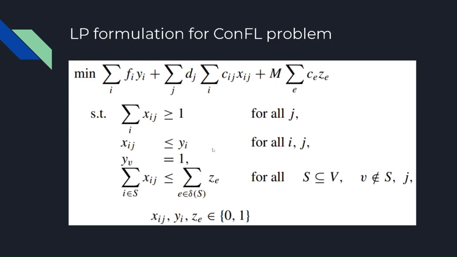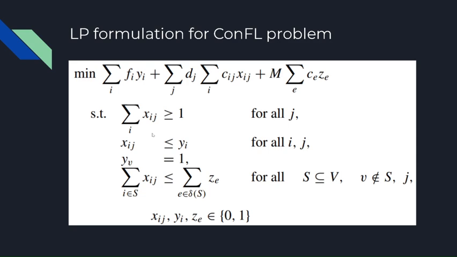Now coming to the constraints. This first constraint ensures that every client is allocated to at least one facility. You can see for a particular client we are summing over all the facilities, and at least one of the xij has to be 1, that is, j has to be assigned to at least one of the facilities, then only this constraint will hold.